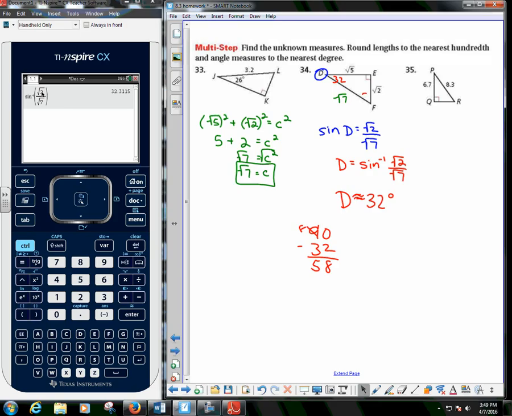So this is then 58 degrees. Okay. All right, looking at number 35. Erase everything. We have everything that we need, right? Yep, we did. We answered it.